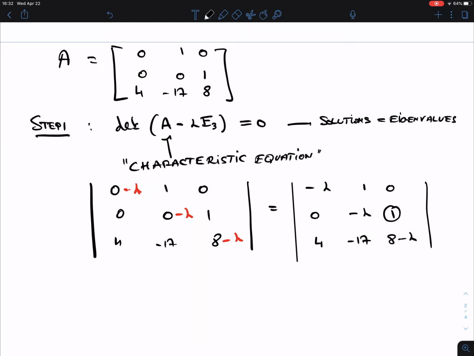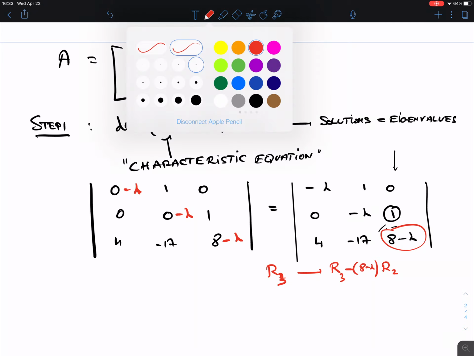What I mean is I want to make this the pivot in this column here. So in other words, I have to get rid of this one. Notice that this involves a row operation. What do I have to do? I have to replace row 3 by row 3 minus, what do I have to subtract? Well, this quantity. So I have to do 8 minus lambda times row 2. That's what it is. There's nothing we can do about that. Okay, so let's see what we get.